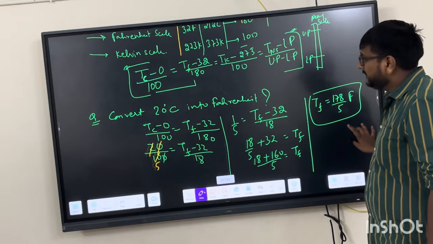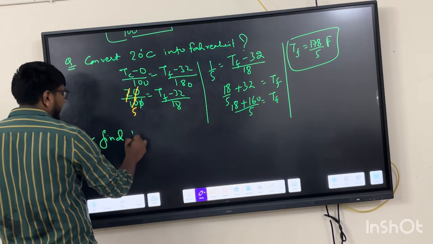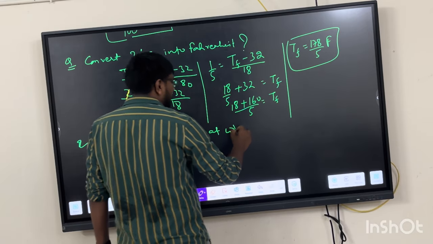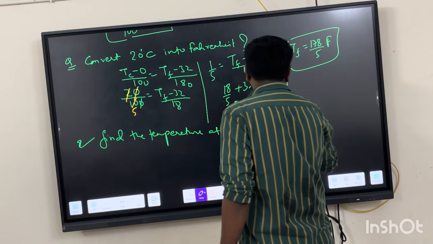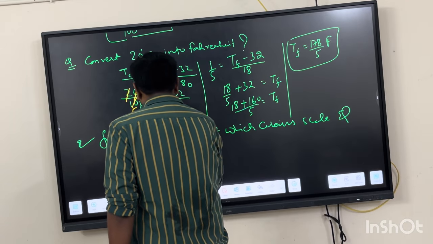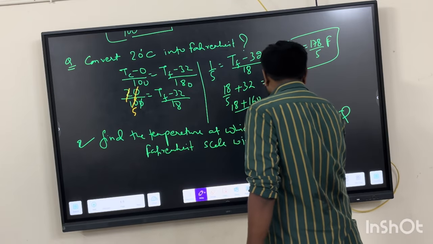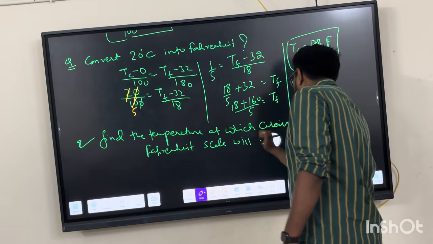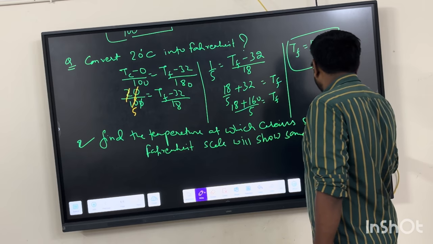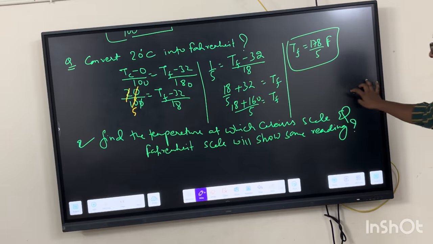Okay, correct. Now if I say, find the temperature. This is a very important question, an NCERT question. Find the temperature at which the Celsius scale and the Fahrenheit scale will show the same reading. So the question is to find the temperature at which the Celsius scale and Fahrenheit scale will show the same reading.